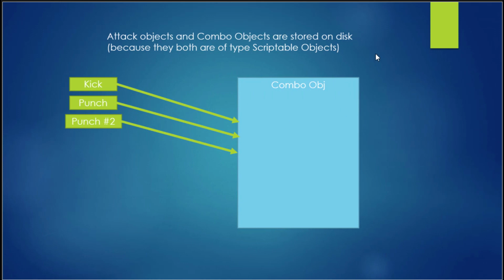Here I have a simple graphic that demonstrates how to visualize this in your head. So you have the combo object, which is an object on disk. You have the attack objects, which are also objects on disk, and you put these objects, the attack objects, inside the combo object, and the combo object inside the inspector of the player, and that's that.